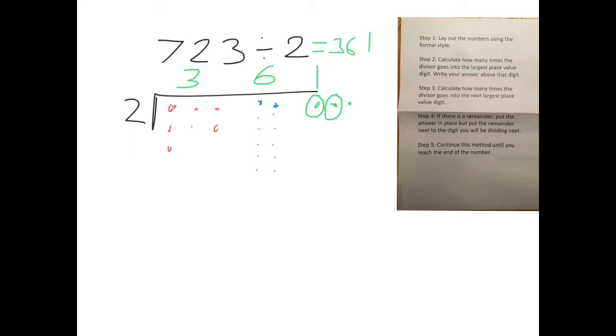Well, when you've got no more numbers to the right-hand side, what you've got to do is, first of all, extend this bus stop a little bit further. And normally, you'd put a remainder that looks a bit like this. So we've got remainder 1. And that'd be our answer. But we're in year 6, and sometimes in year 6, it asks us to give our answer as a decimal.